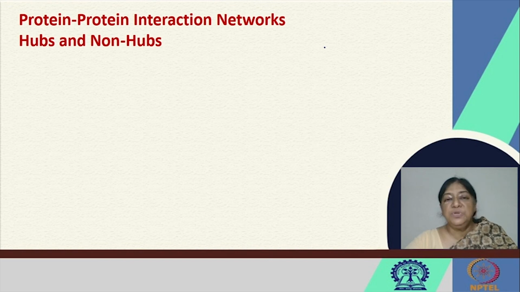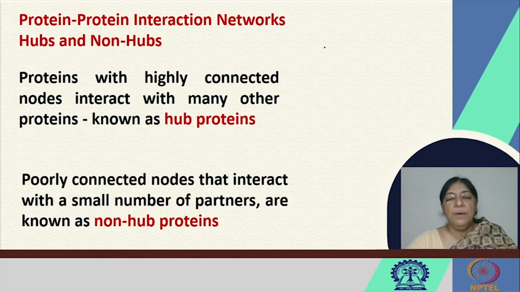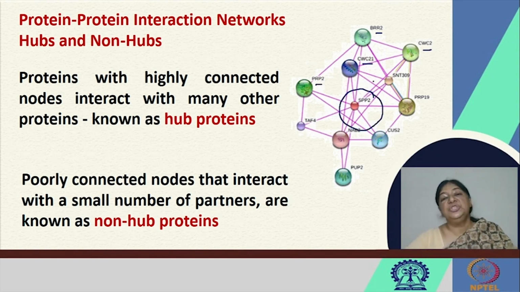So in the protein-protein interaction networks, we have what are called hub proteins and non-hub proteins. Proteins that are highly connected nodes that interact with many other proteins are known as the hub proteins. And the non-hub proteins are those that are poorly connected and interact with only a small number of partners. For example, this interaction network shows protein code names. We will not go into the details of those, but we see that this particular protein has a larger network.